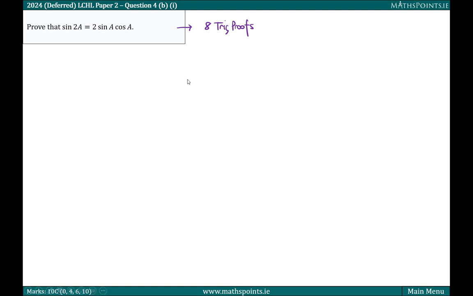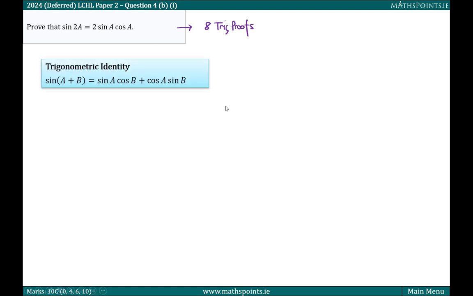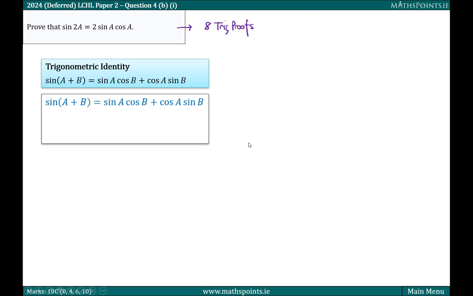So we're going to start with one of the trig identities that we are asked to prove, which is the sine of a plus b is equal to sine a cos b plus cos a sine b. And if we amend this formula very slightly, we can end up with this identity up here that we're trying to prove.